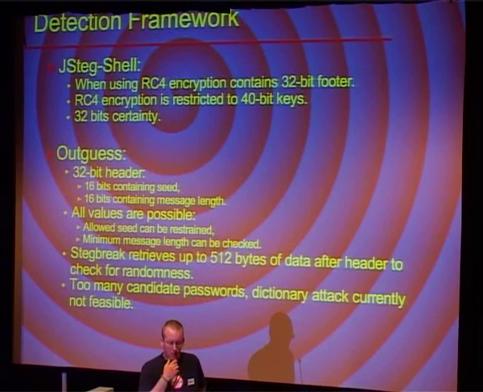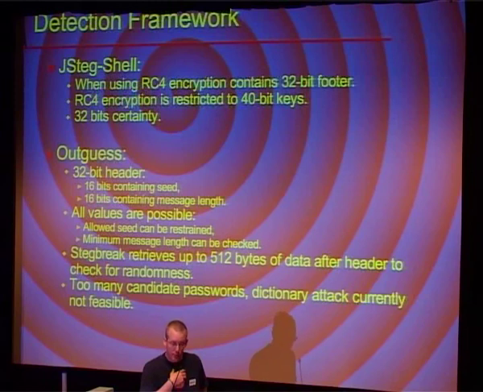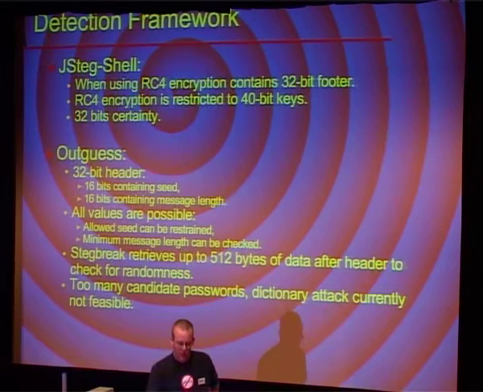For JSteg Shell, the Windows UI, we use RC4 encryption, and there's a 32-bit footer at the end that tells us what encryption was used. And well, the RC4 encryption is restricted to 40 bits, so there's not much to search. And we get 32-bit certainty. The restriction is because of US export policies. It's an older program.